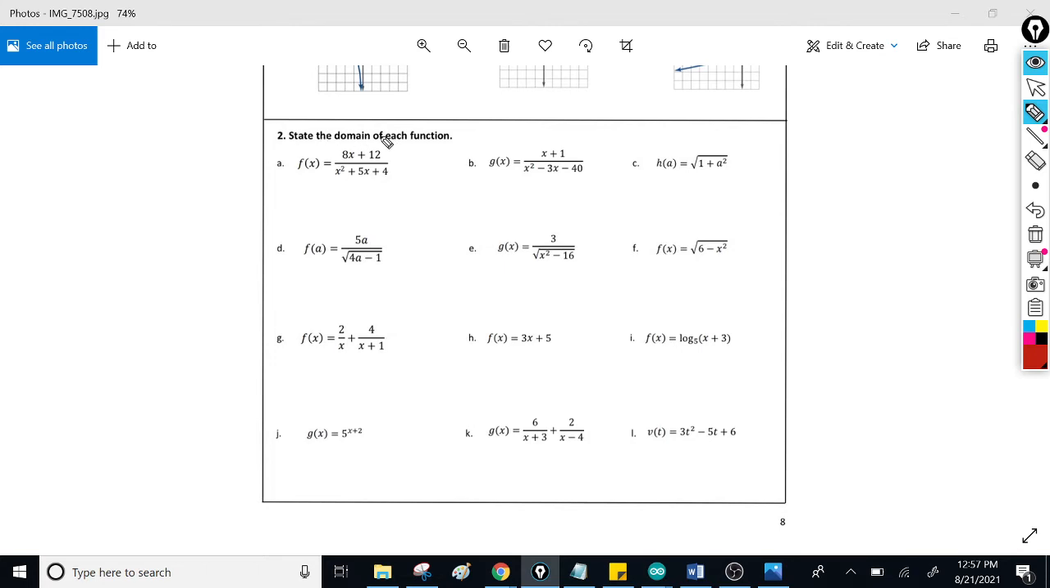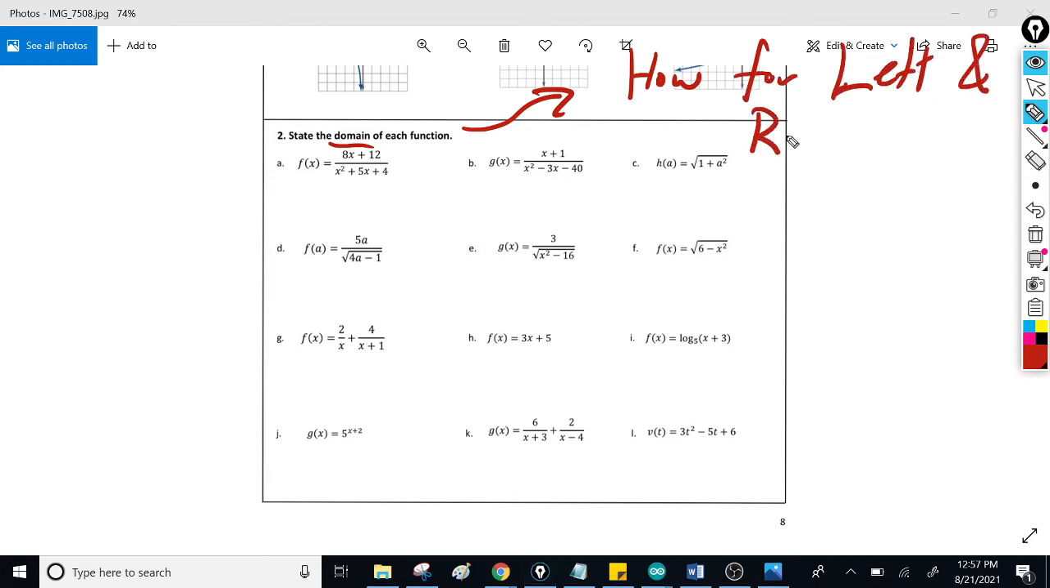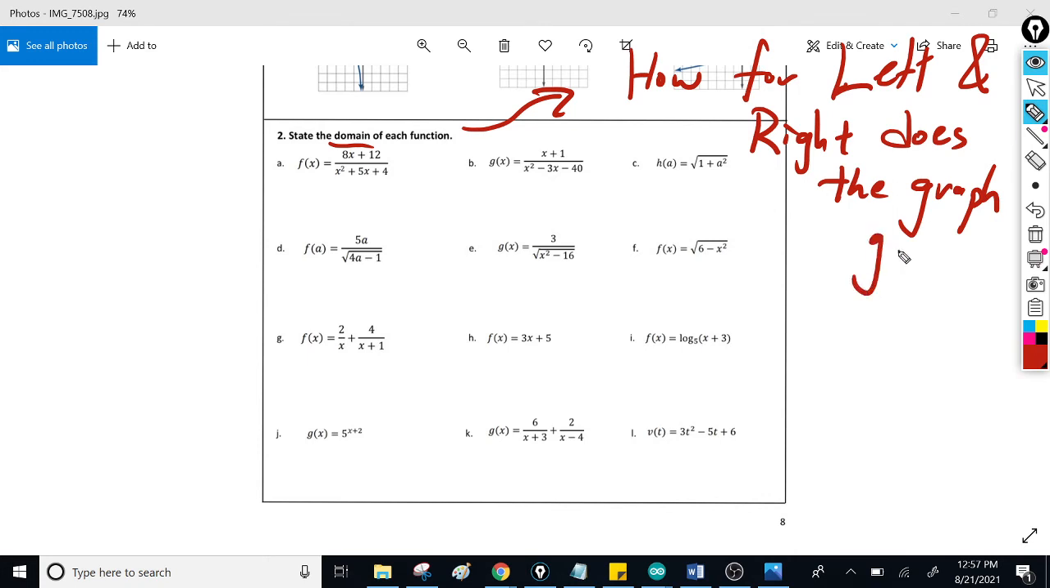All right, state the domain of each function. So basically, this is just a really fancy way of asking you how far left and right does your graph go. This is just a really fancy way of saying how far left and how far right does the graph go.